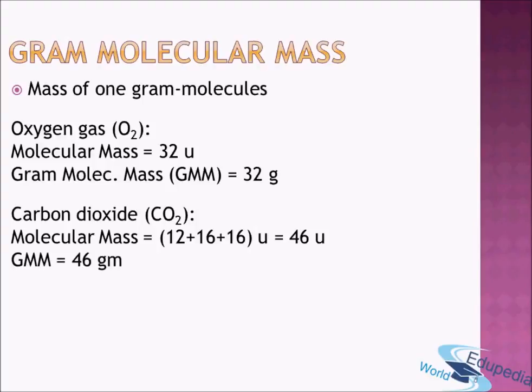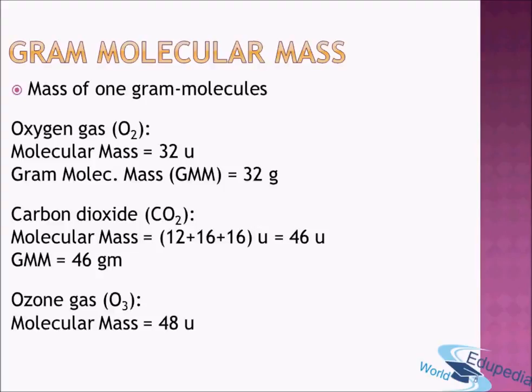Again, just like that, ozone gas is nothing but 3 oxygen atoms combined together. It is O3. So it has a molecular mass of 16 plus 16 plus 16, that is 48 U. So ozone has a molecular mass of 48 U. Hence its gram molecular mass will be 48 gram. Now you know the meaning of gram atomic mass and gram molecular mass.